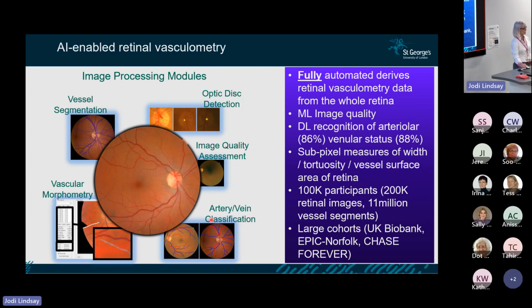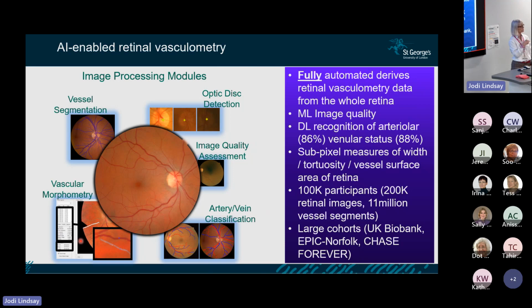And then we have a deep learning algorithm to distinguish between arterioles and venules, because we always thought that perhaps they don't behave the same in terms of cardiometabolic risk. Maybe there are differences between how those vessels might respond. And then we have the mapping out of each individual vessel to try and ascertain its subpixel measures of width, tortuosity, the whole surface area of the retina, and also how variable the width measurements are along a particular vessel segment.